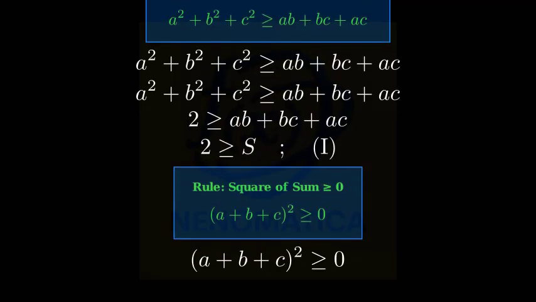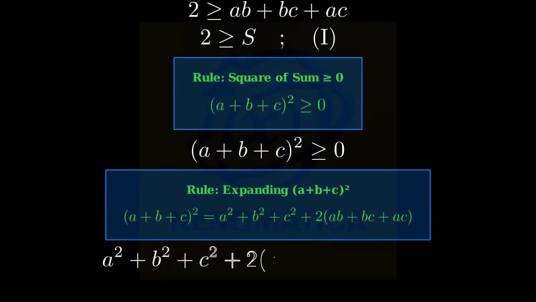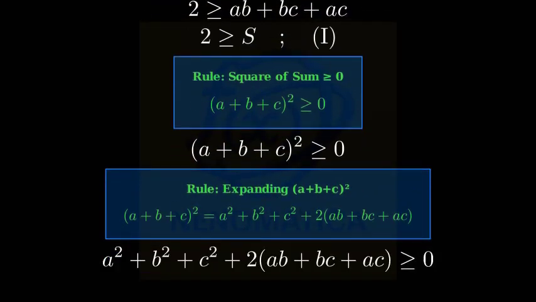For the second part of our solution, we'll use the property that the square of a sum is always non-negative. We can write that the square of a plus b plus c is greater than or equal to 0. Now, let's expand the square of a plus b plus c. When we expand, we get a squared plus b squared plus c squared plus 2 times ab plus 2 times bc plus 2 times ac, which is greater than or equal to 0.